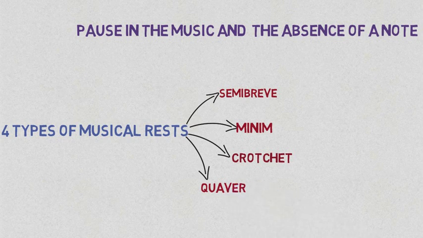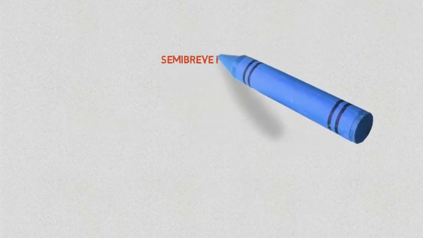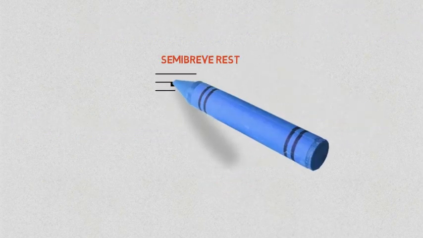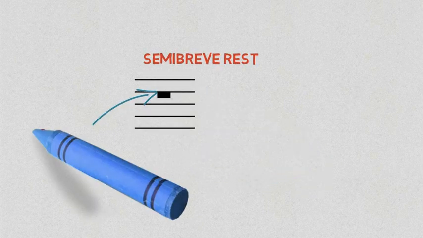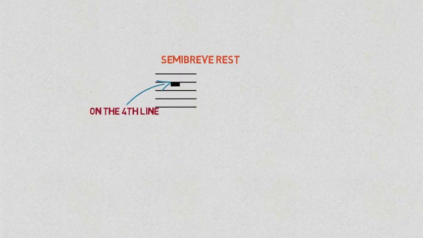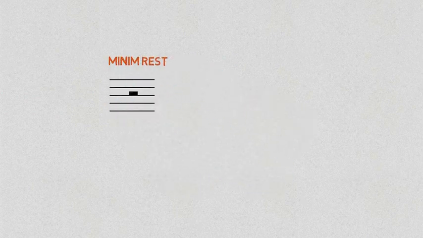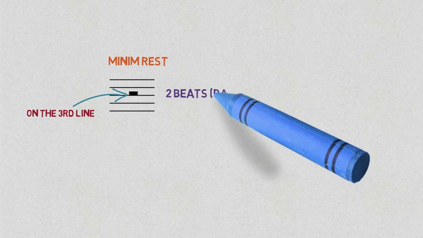And we're going to start by looking at the semi-brief rest. It looks like this. You can see that it is a box hanging from the 4th line, and this is easy to remember because it is worth 4 beats. Therefore we pause for 4. Next is the minim rest. It looks like the semi-brief rest, except it sits on the 3rd line. Like the minim, it's worth 2 beats, so we pause for 2.